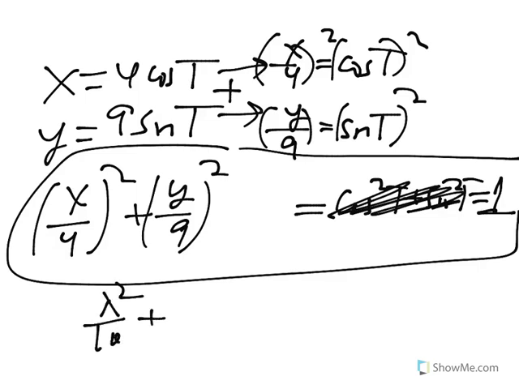x squared over 16 plus y squared over 81. So you can eliminate the parameter from trig equations by trying to utilize the fact that, if you can do it, you get sine squared plus cosine squared equals 1 of anything, including t.